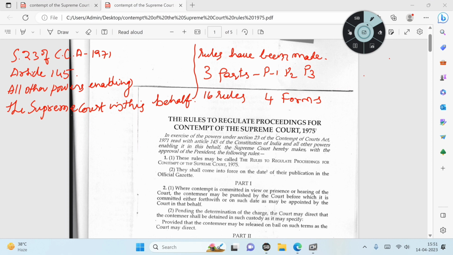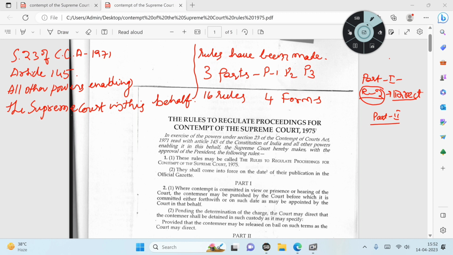Part 1 deals with Rule 2, which deals with direct contempt. That means contempt which has been done in the presence, in view or in hearing of the court. So, that is called direct contempt. How direct contempt can be dealt with, that procedure and mode has been dealt with by Rule 2. That is Part 1.